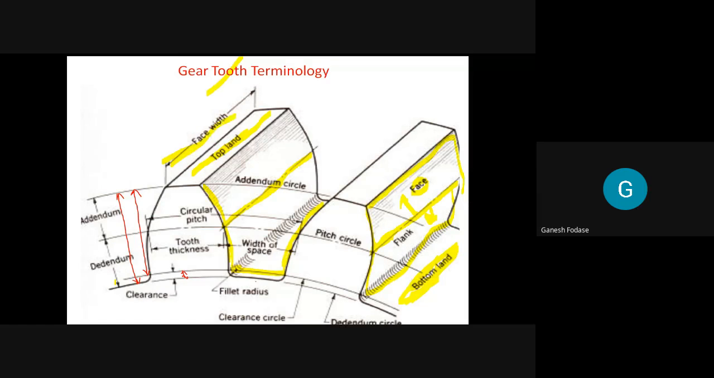If you calculate the width of the gear tooth along the axis, it is called the face width. While if you calculate the width along the pitch circle, it is called the width of space. There is a difference between width of space and face width. So this is all about the gear tooth terminologies that we define. Any doubt here on gear terminologies?